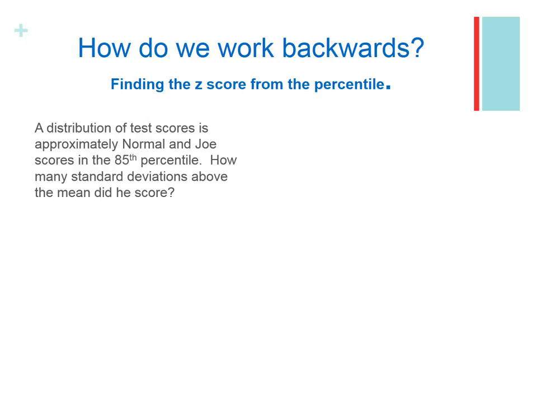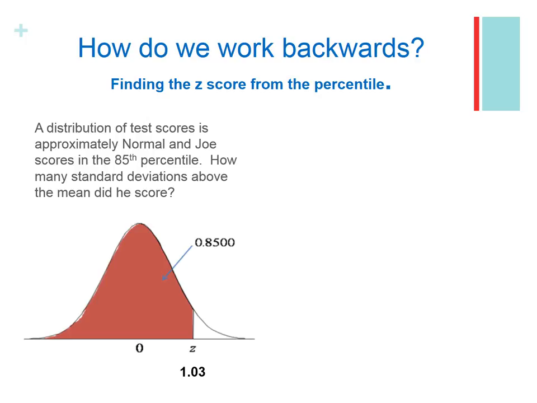Okay, so let's take a look at a distribution of test scores that is approximately normal, and Joe scores in the 85th percentile. How many standard deviations above the mean did he score? Now we're given the percentile, or the area under the curve, and we want to work backwards and find the standard deviation. Please, please draw the curve first. We're labeling this z-score because I don't know what it is. I have 0.850 because the 85th percentile means here's where Joe is, and 85% were less than him.